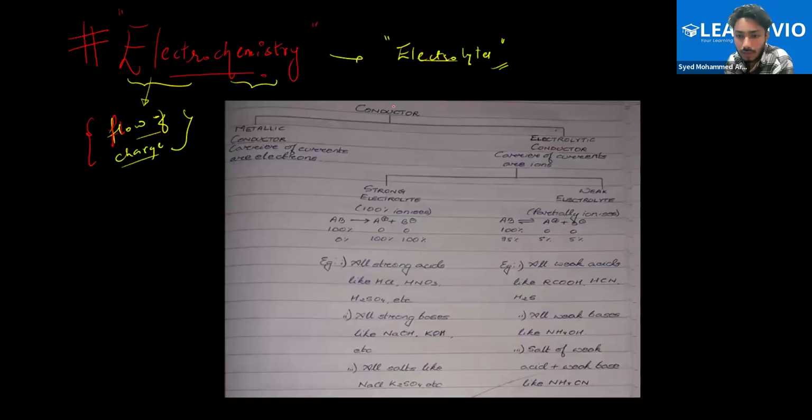If you see here, conductors are those which will conduct the charges, that will allow the flow of the electricity, that is current. So basically, conductors are of two types. The metallic conductors are those that carry the current.